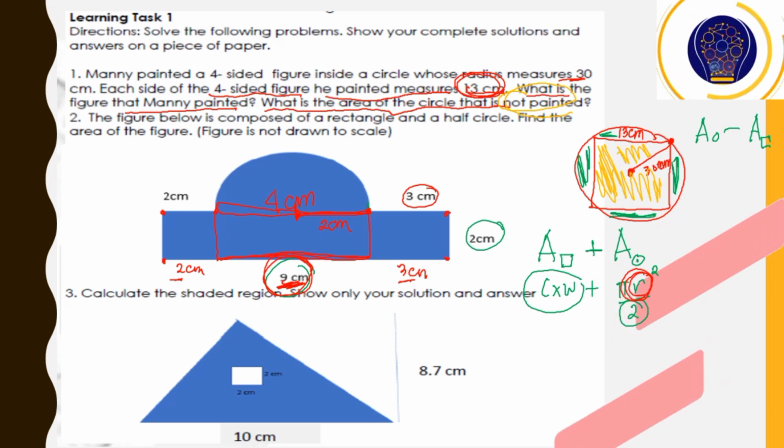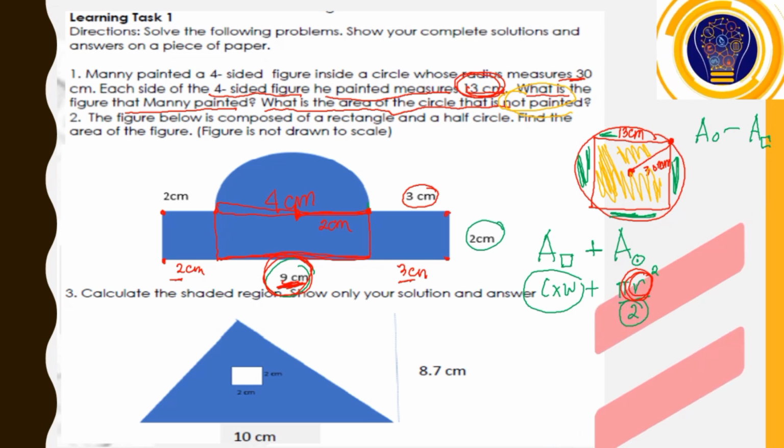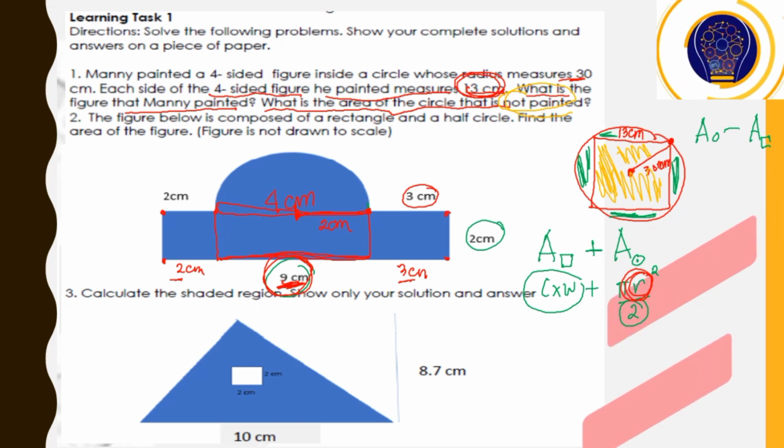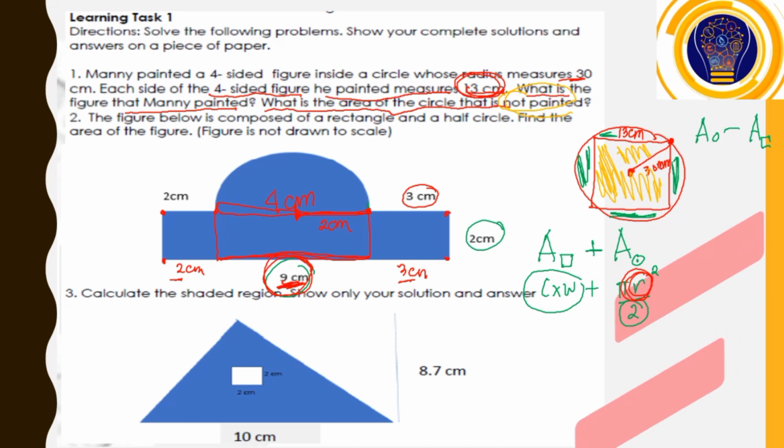Ibig sabihin yung area na ito ang tinatanong. Yung area na nasa labas ng square ang tinatanong dito sa problem natin. So, ito yung mga yon. Ano daw area nitong mga ito?